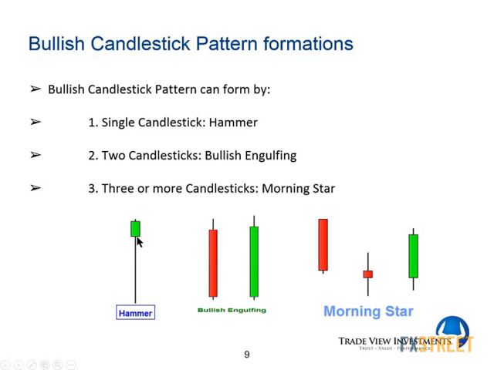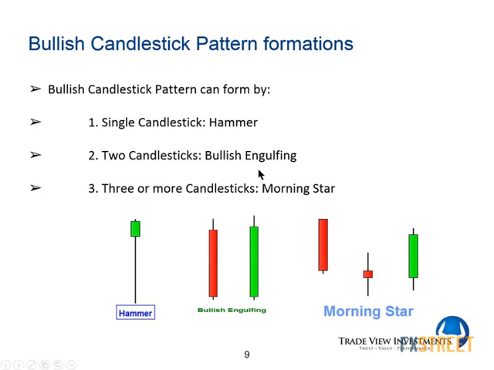So what is a hammer? A hammer looks like an actual hammer, as the name indicates, and the bottom wick must be greater than twice the body length. So if the body is X, the bottom wick must be greater than or equal to 2X. Then only it will be a hammer. If it is 1X, people say it is a hammer, but you say no. If it is 1.5X, you say no. If it is 2X or more, then you say yes. Okay.